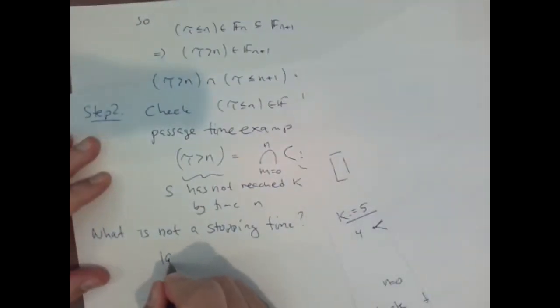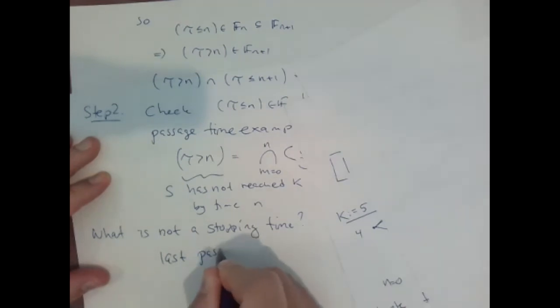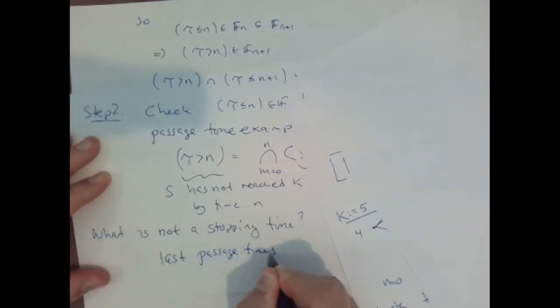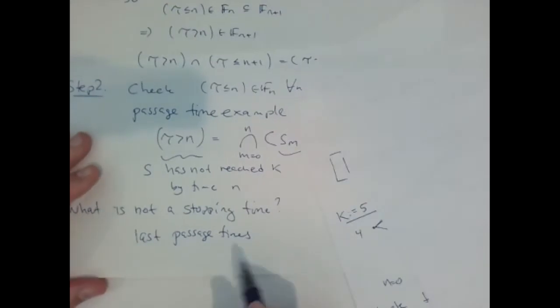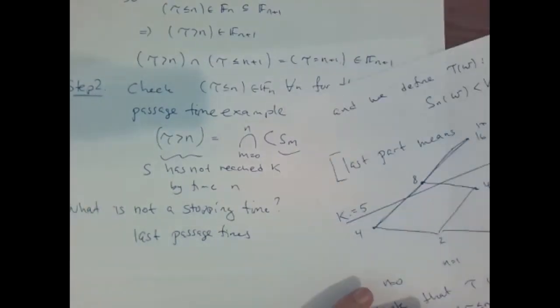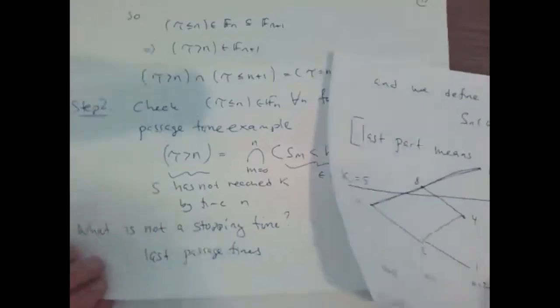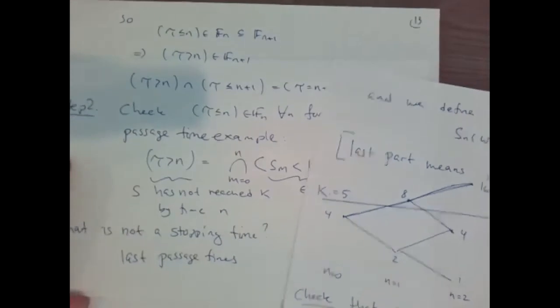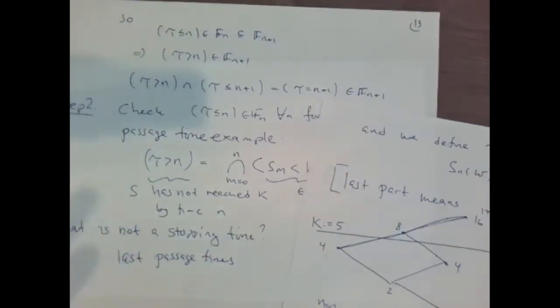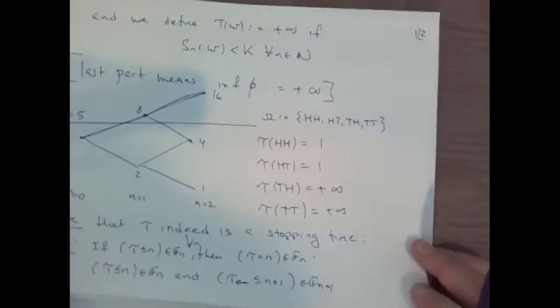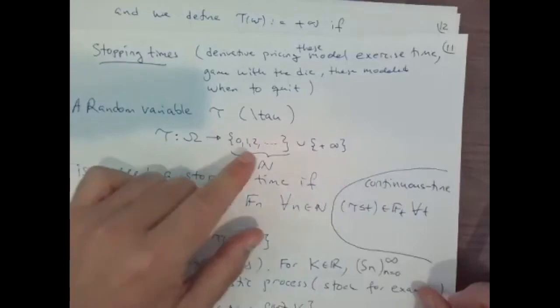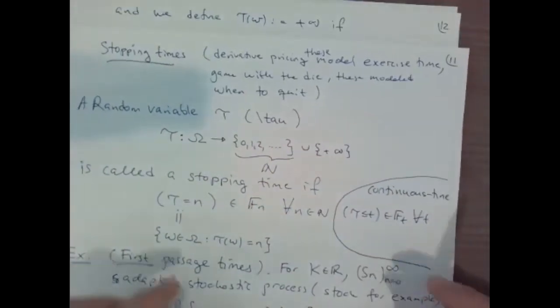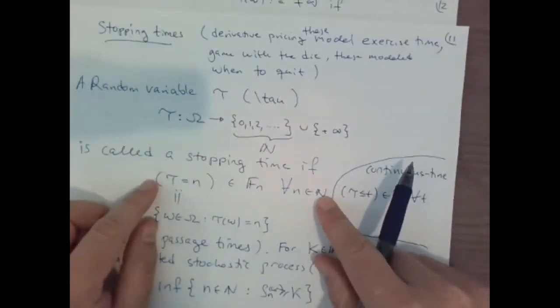So last passage times are not stopping times. They're random times, but they're not stopping times in general. Sometimes it can just be useful to think about this. Being a stopping time is something that's quite special. Lots of random times, lots of these random variables, will not be stopping times. This property is really special.